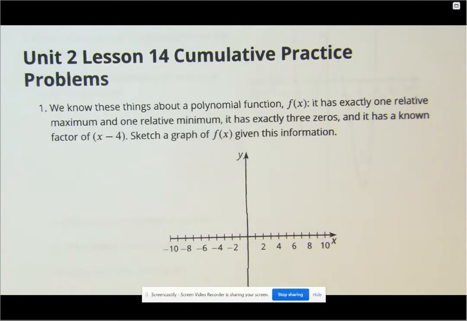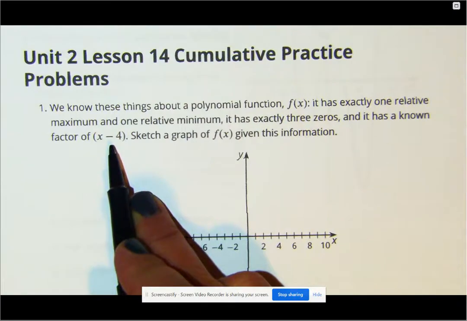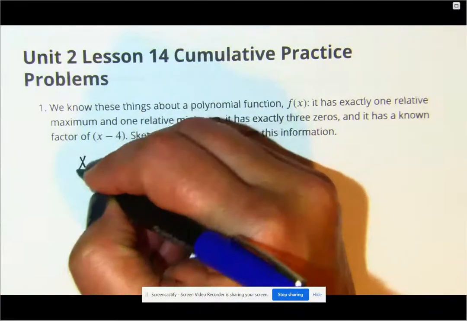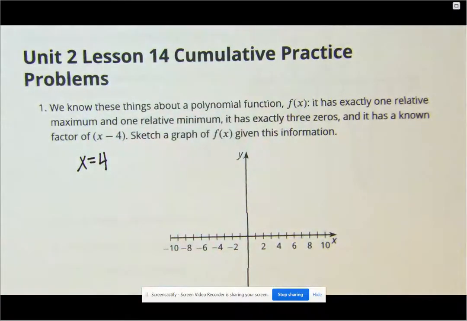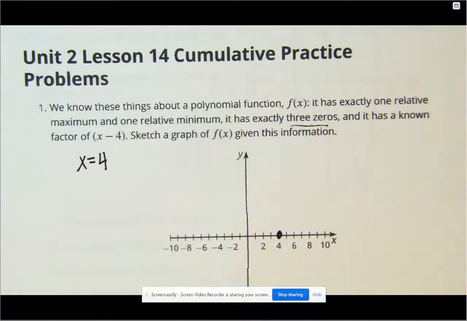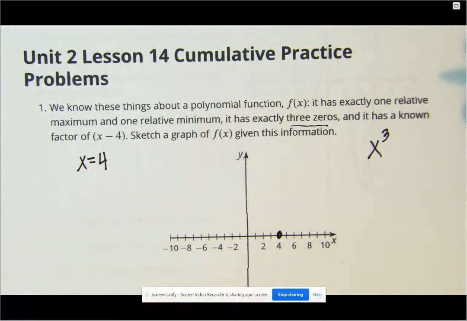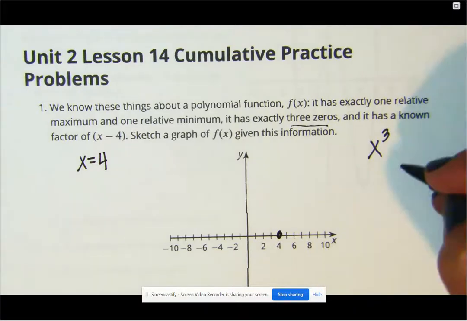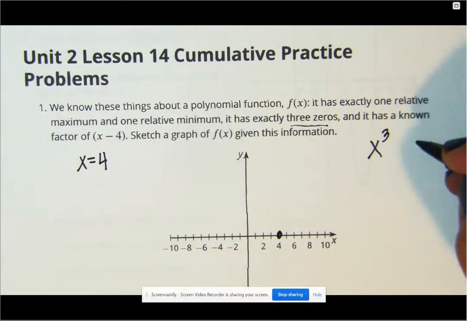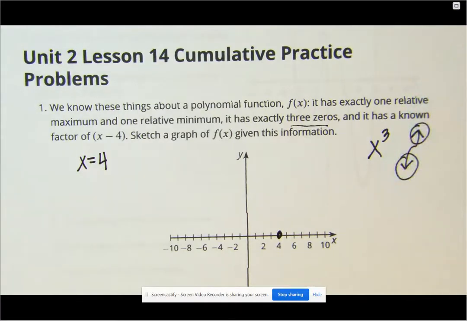Okay, so I'm going to start with the fact that I know that's a factor. If x minus 4 is a factor, that means the 0 is at x equals 4. It also said it has a total of 3 zeros. So that's an x to the third. So end behavior is going in opposite directions. I'm just going to go up to the right and down to the left.